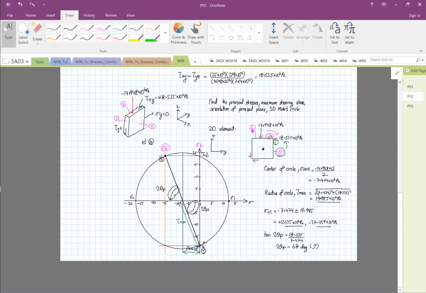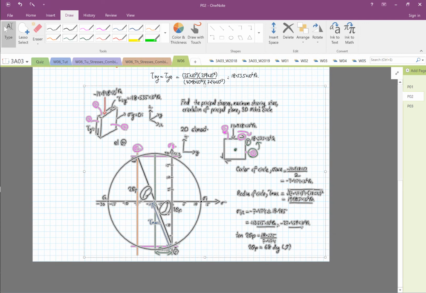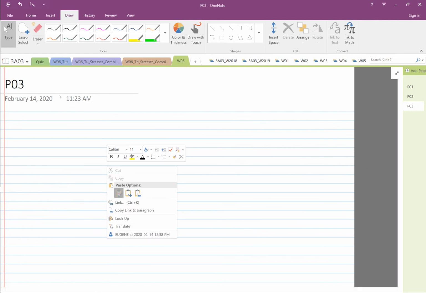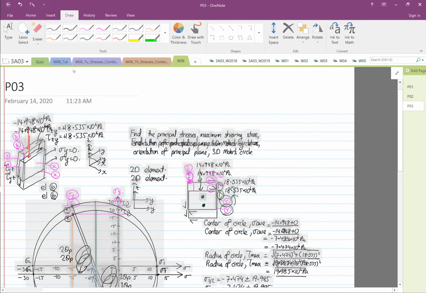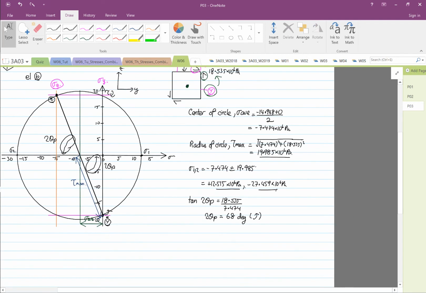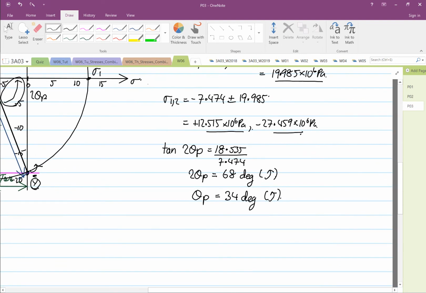We can also draw the element, oriented based on its principal plane, where shear stress is equal to 0. So now it's 68, and theta p is equal to 68 divided by 2, and this is 34 degrees in the anti-clockwise direction. Okay, so 2 theta p is on the Mohr circle. Theta p is for the element.